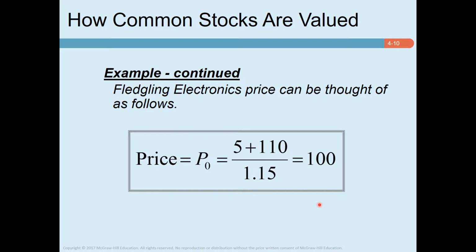So here is the example. Fledgling Electronics price can be thought of as follows. The present value equals, this is the dividend we expect to receive, and this is the price at which we expect to sell the stock. We divide it by 1 plus the discount rate. So the value, it's called the theoretical value. The theoretical value of the stock is $100.